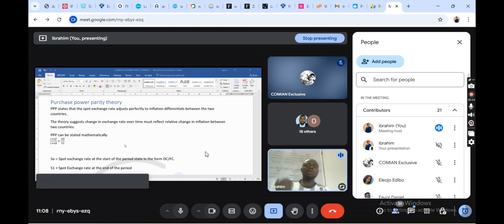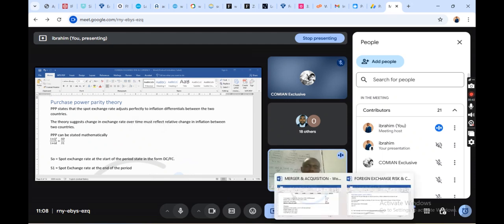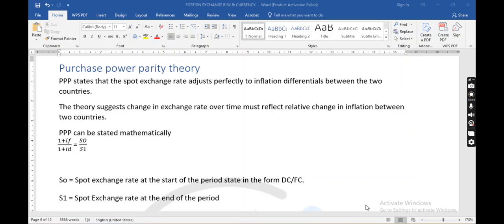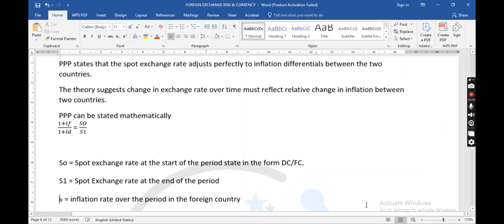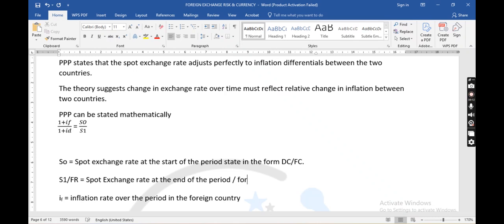So to calculate the forward rate using the purchasing power parity, the formula is 1 plus I over FR, forward rate.